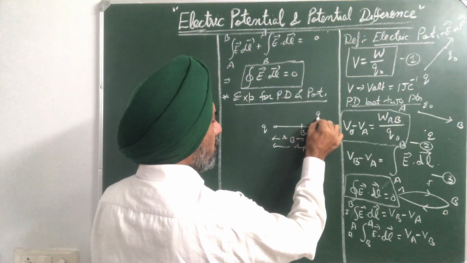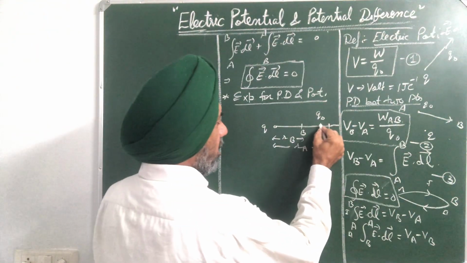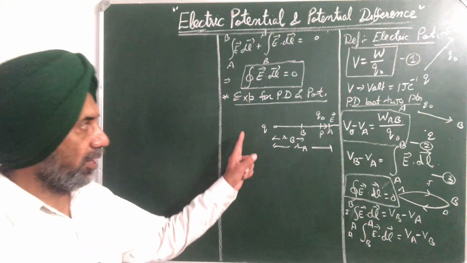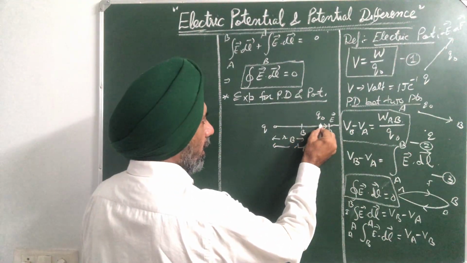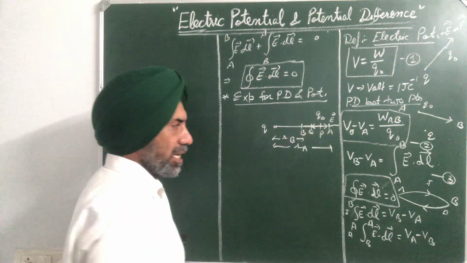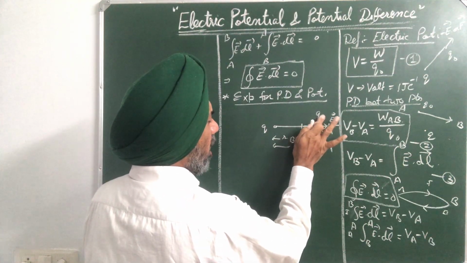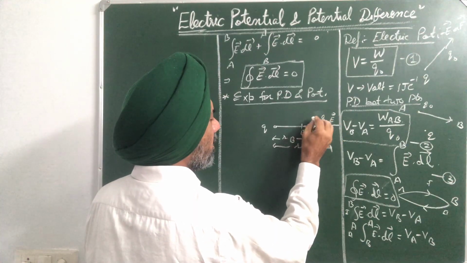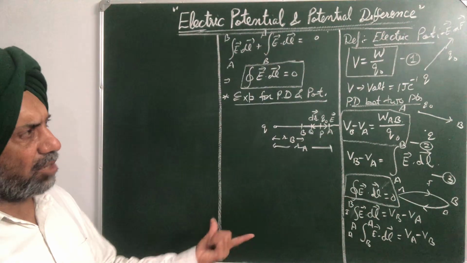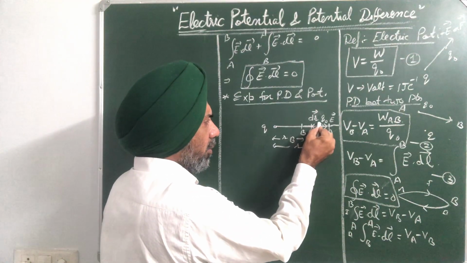Then put a test charge Q naught at point P. The electric field at P will be in this direction, due to charge Q. Suppose we move this test charge Q naught from P through a small displacement dr, or dl. Then the angle between E and dr will be 180 degrees.